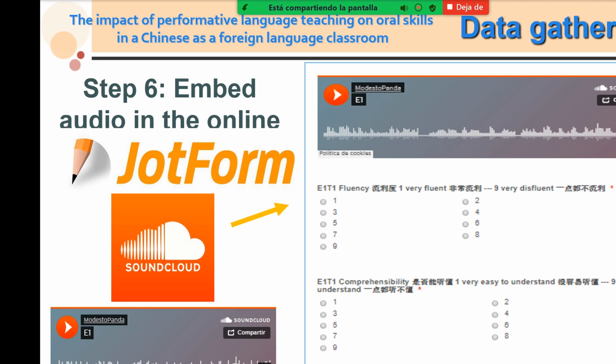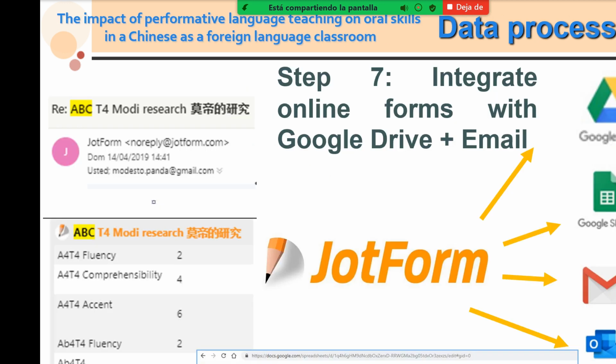You need to have the audio and the questions from the research, and we send all these to the raters. Raters are the persons that were native Chinese that will listen to the recordings from the students, and they will give a grade depending on how well they think they performed. Obviously, the raters didn't know if they were the control group or experimental group. We integrated it with Google Drive, also with Google Sheets, and we send an email automatically to Outlook and Gmail. So we have all integrated.